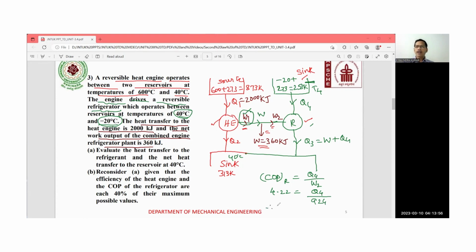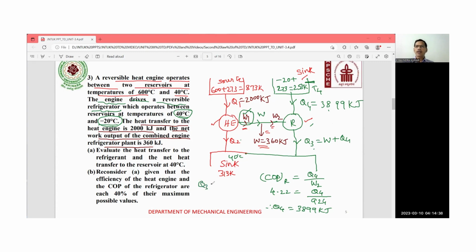So from this case you will get the Q4 value as 3899 kilojoules. So try to observe how you are going to get the Q1, Q2, Q3, Q4. This is of importance, it is required for making the calculation. Once you have got this Q4, then you can easily get this Q3.